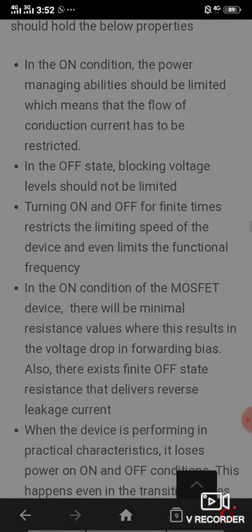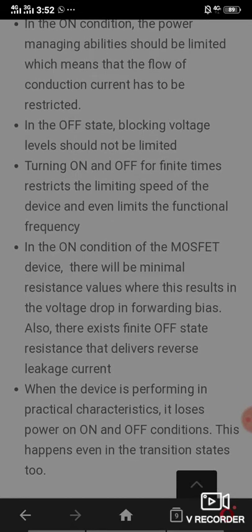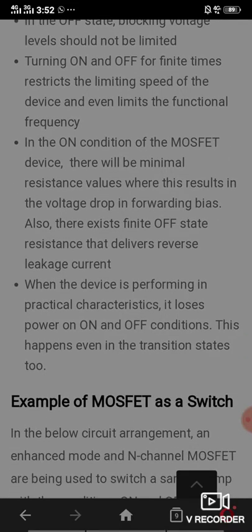In the on condition of the MOSFET device, there will be a minimal resistance value, which results in a voltage drop in forward bias. Also, there exists a finite off state resistance that delivers reverse leakage current. When the device is performing with practical characteristics, it loses power in the on and off conditions. This happens even in the transition state too.